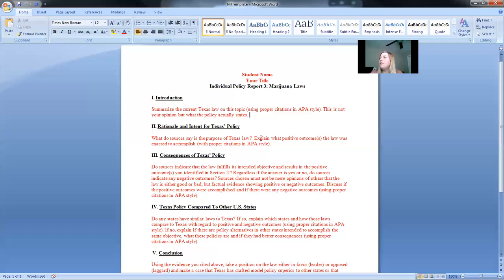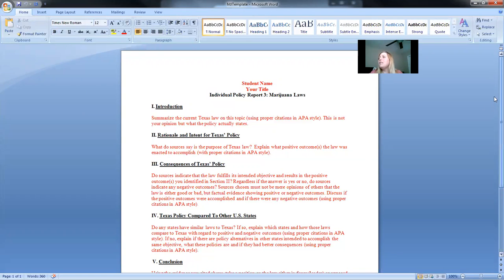So, rationale and intent for Texas policy. When it comes to marijuana, I get that this is a little difficult. This is the part where a lot of people cite the origins of the law. A lot of people claim that the law has racist origins. Just type in Google, why do we have laws against marijuana, and see what you get. I'm going to give you a reason here, and you can find a source to say this: it's a psychoactive substance, and people are afraid of addiction and things of that nature and health issues. So that's what goes here.